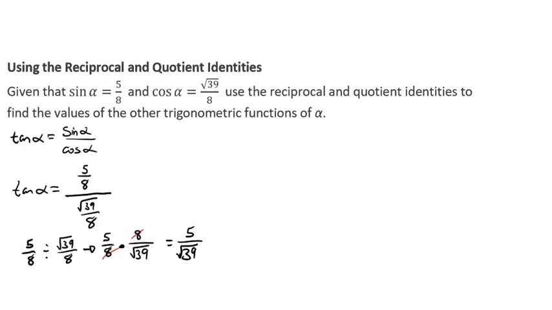And now we just need to rationalize our denominator. As we rationalize our denominator, we're going to multiply both sides by the square root of 39. When I say both sides, I mean the numerator and the denominator. And that's going to give us 5 radical 39 over 39. And so that's going to be our tangent alpha.